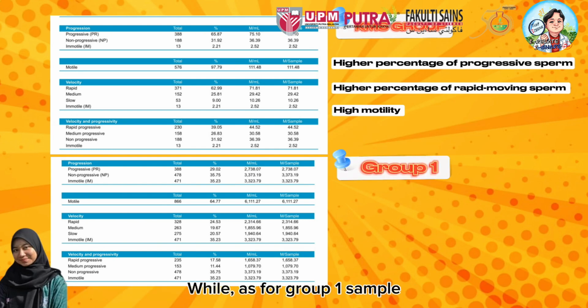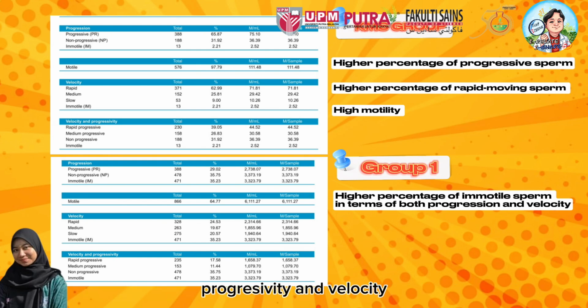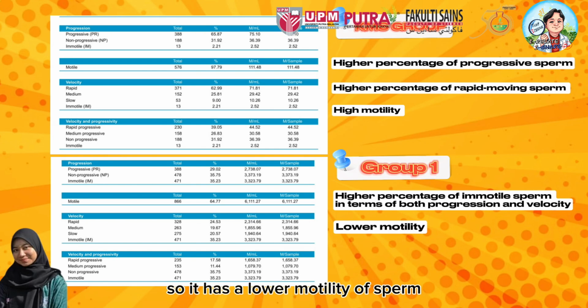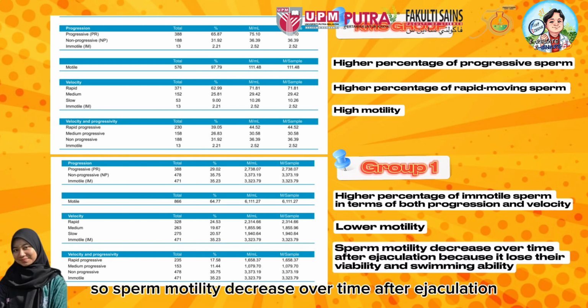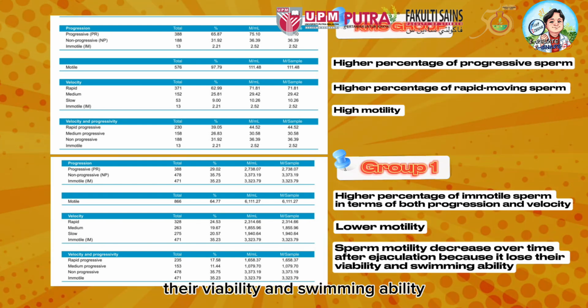While as for group 1 sample, it has a higher percentage of immotile sperm in terms of both progressivity and velocity, so it has a lower motility of sperm. This is because group 1 sample has been taken much earlier than KMS group sample. So, sperm motility decreased over time after ejaculation because it lost its viability and swimming ability.